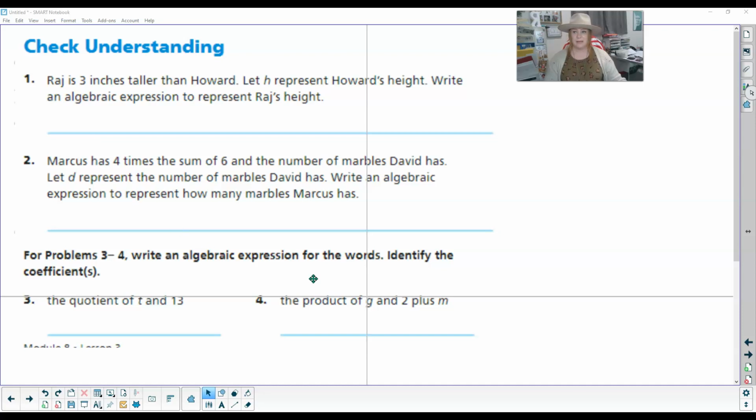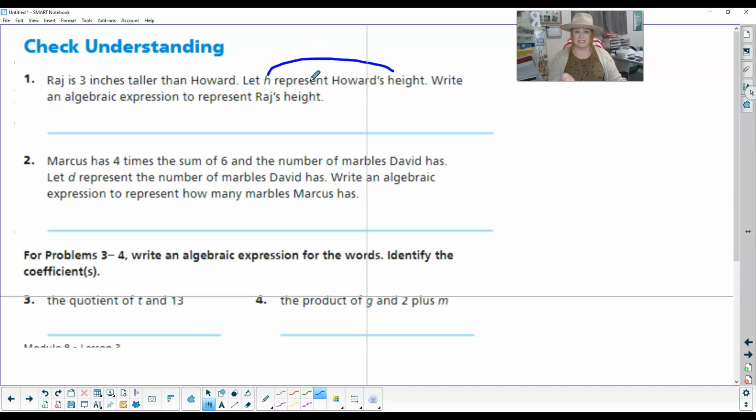We are going to be writing algebraic expressions and identifying the different parts of those expressions. So this tells us that Raj is 3 inches taller than Howard. So I know Raj is taller. He's 3 more than Howard. So Raj should be bigger. And we do not know how tall Howard is at this time.